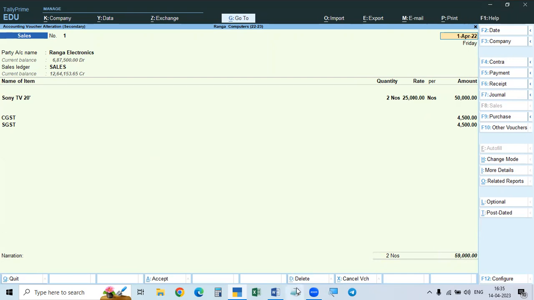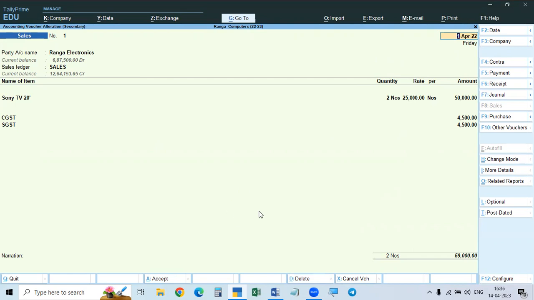He says within 15 days, that is before the due date. But this person, Ranga Electronics, paid before the due date. For example, 1st April and 15 days means 16th April will be the due date. So he might have paid any day before 16th, but our date will not take any date in April. The 1st and 2nd only it will take. So we take it as 2nd. So he paid on 2nd itself.